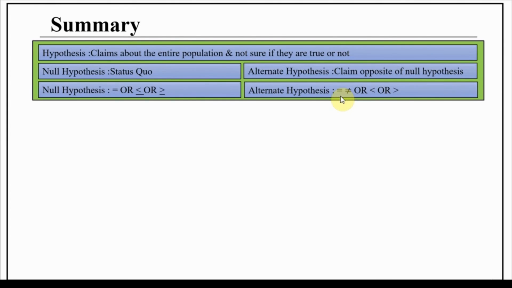Then hypothesis formulation has two hypotheses. The first one is null hypothesis, which is a status quo and it has equal to or less than equal to or greater than equal to sign. The other one is alternate hypothesis, which is claim opposite of null hypothesis and it has not equal to or greater than or less than sign.